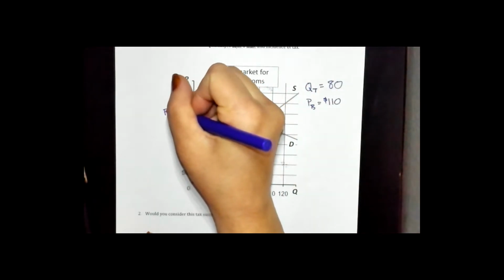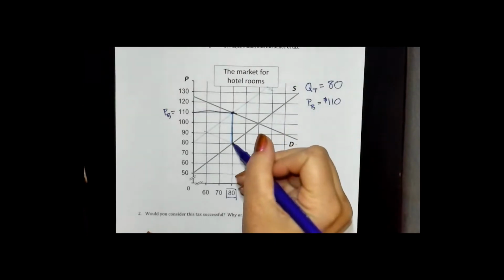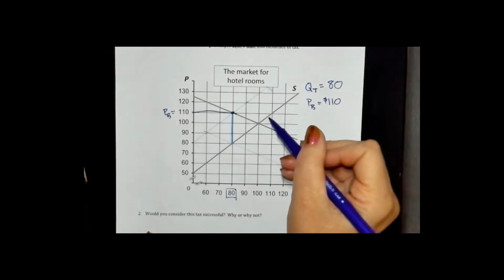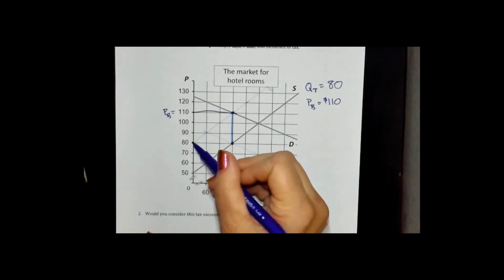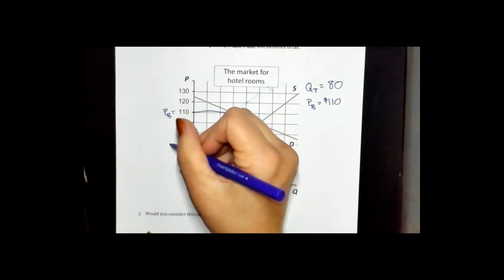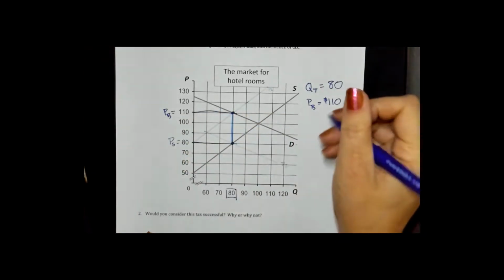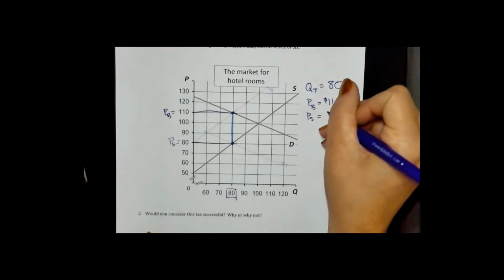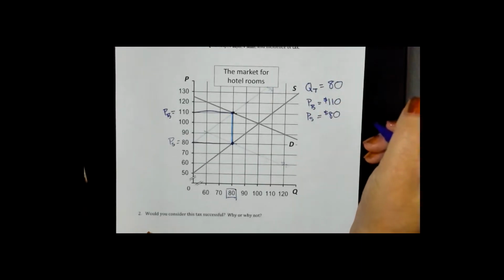And so we want to go ahead and mark that out. Then the next thing we want to do is find the price that sellers receive. That comes from the supply curve at our new tax quantity, and sellers are going to get $80. So the price that sellers face is $80. The price that buyers face is $110.